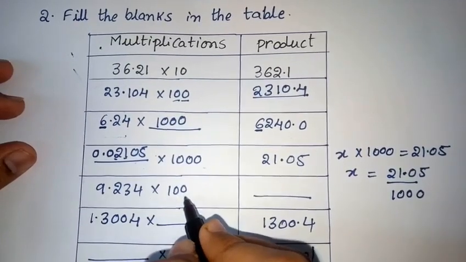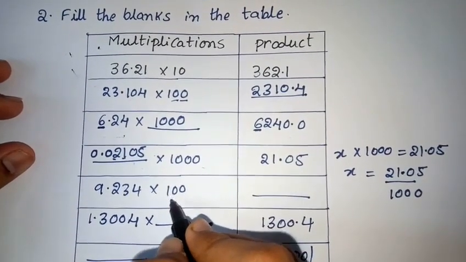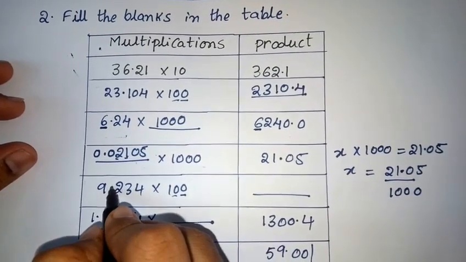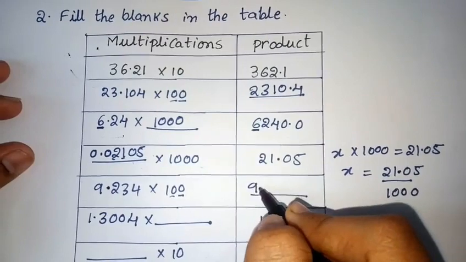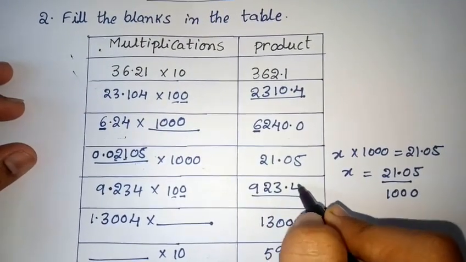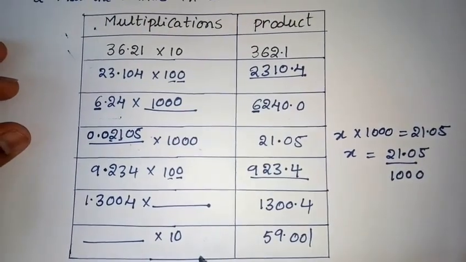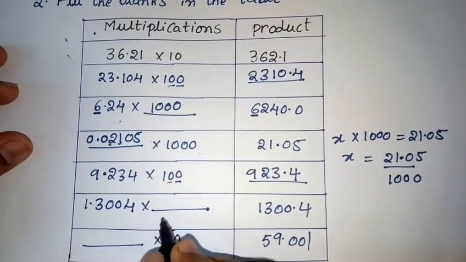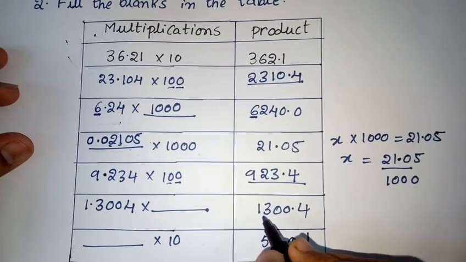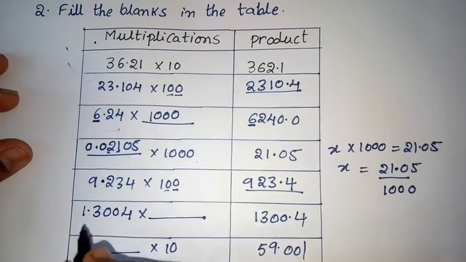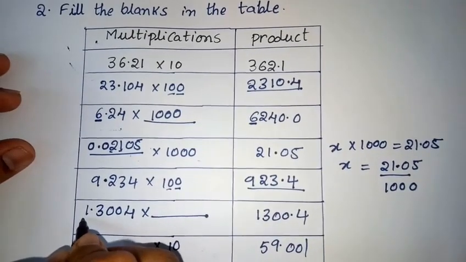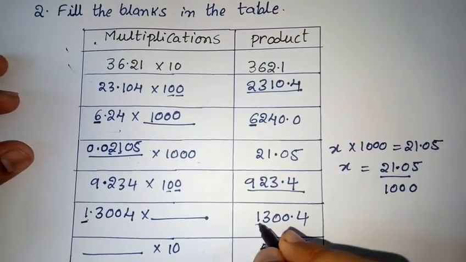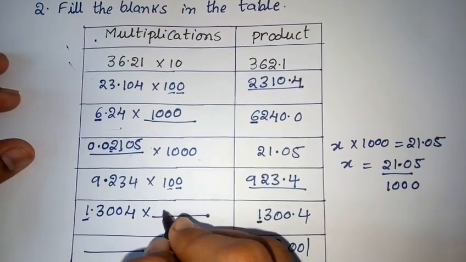Next problem, 9.234 into 100. Now we are multiplying with 100, so how many zeros are present in 100? 2 zeros. From the decimal point move 2 digits to the right. So that is 923.4. So next one, 1.3004 into dash is equal to the product 1300.4. In 1.3004 the place value of 1 is ones only. Once it is converted into thousands in the product, that means we are multiplying with 1000.